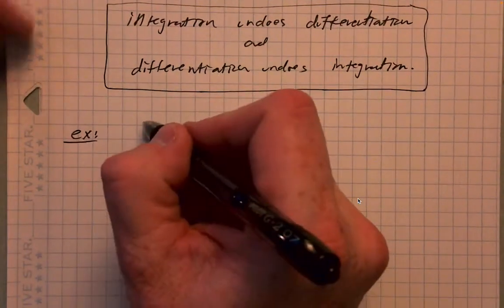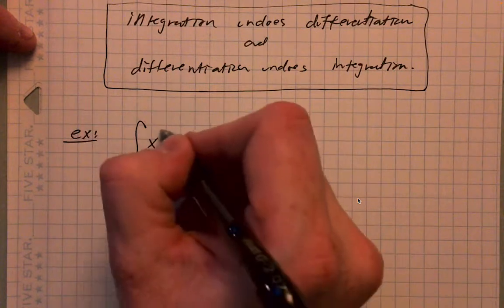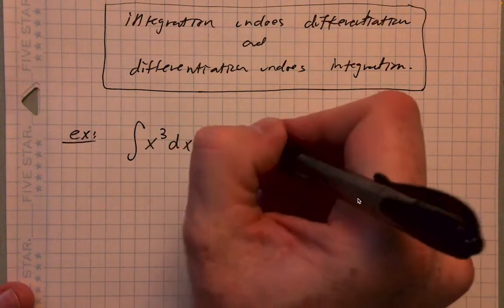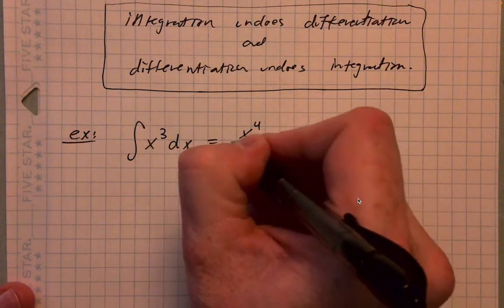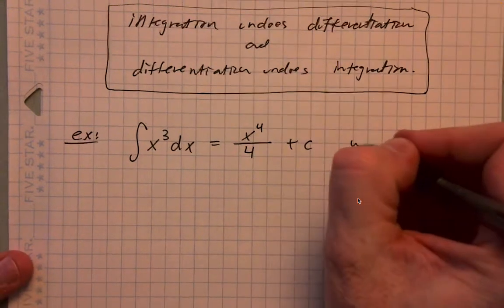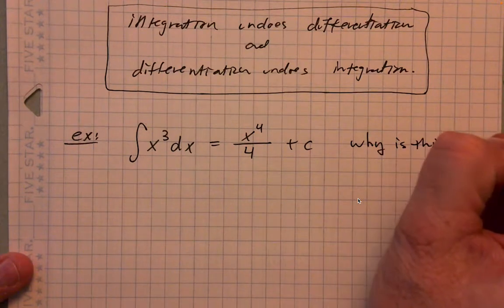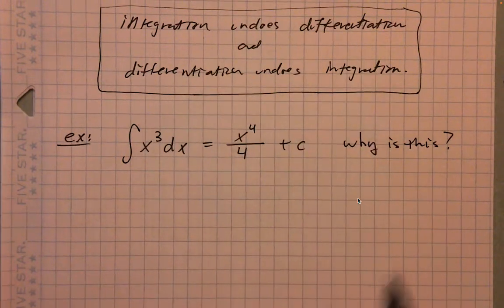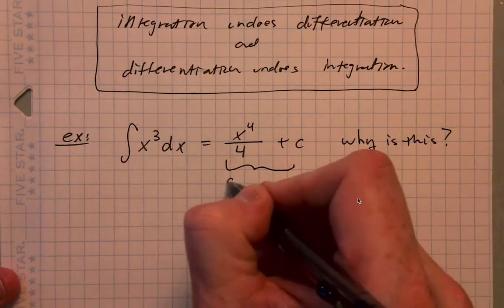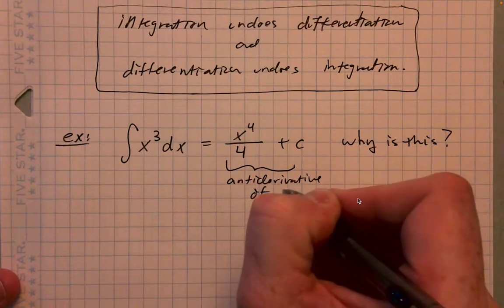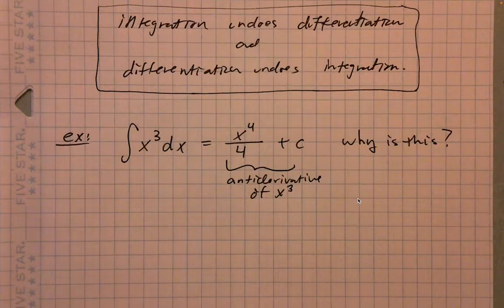Here's an example. If I say the integral of x cubed dx, and I want to know what that is equal to, then I can say to you, hey, it's x to the 4th over 4 plus some constant of integration. Why is this? How do I know this? Where does this come from? Well, it comes from this relationship here. This piece over here is an antiderivative of x cubed.